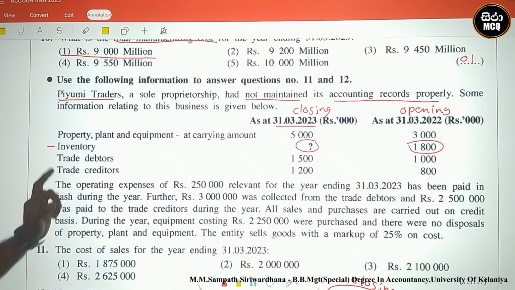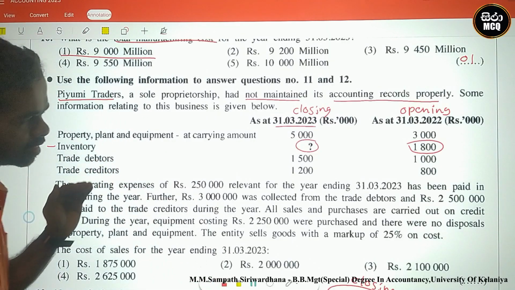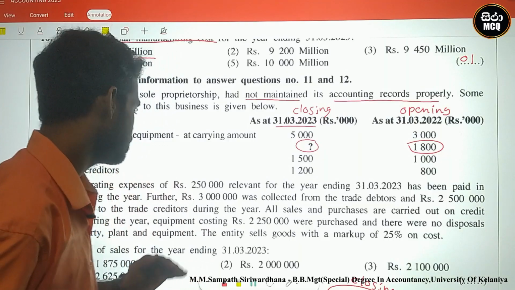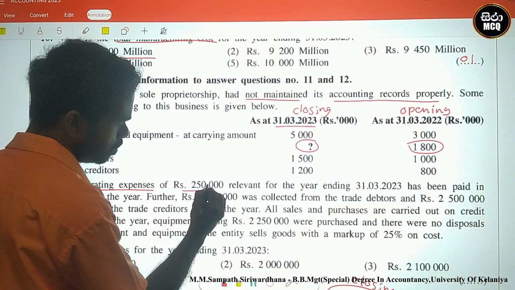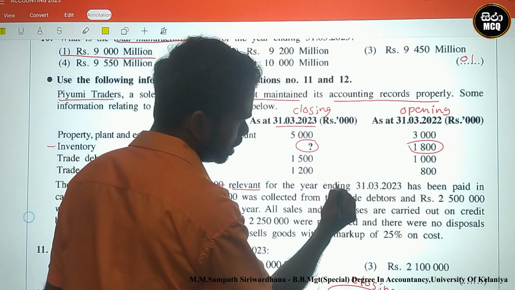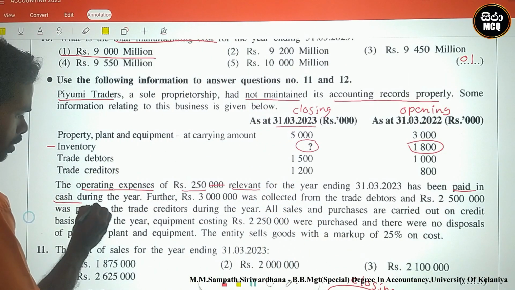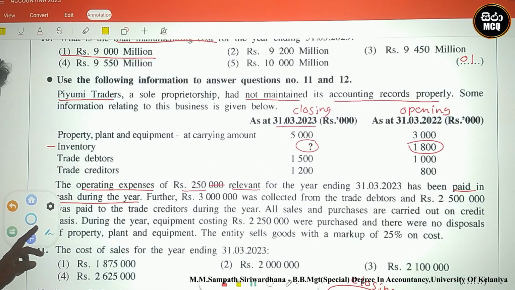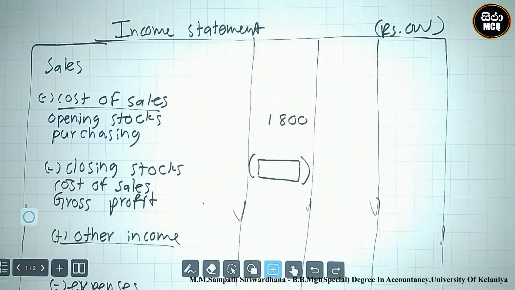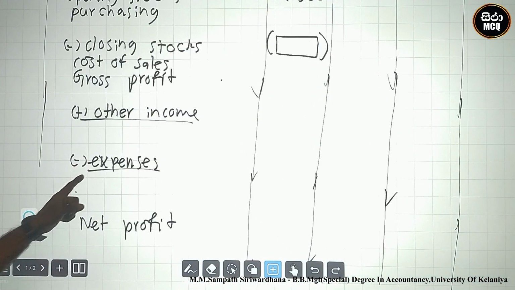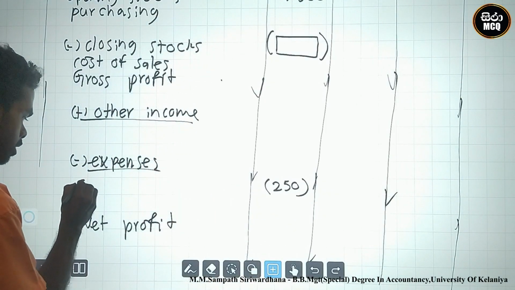Next one, trade debtors. Trade debtors do not directly contribute to the income statement. Trade creditors also do not directly contribute to the income statement. Next one, the operating expenses of 250, relevant for the year ending 31st March 2023, had been paid in cash during the year. This operating expense 250 we can include as an expense, and we must deduct it.